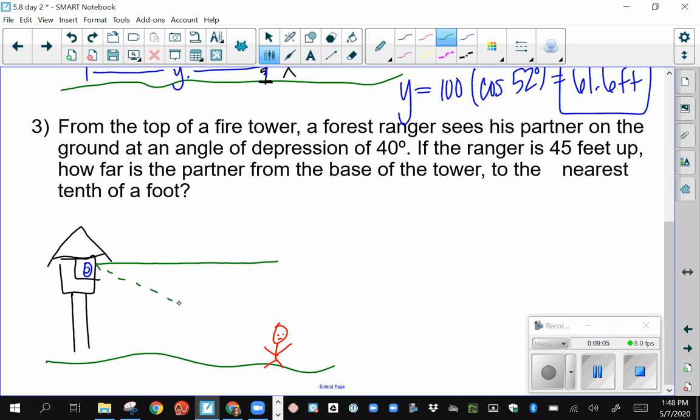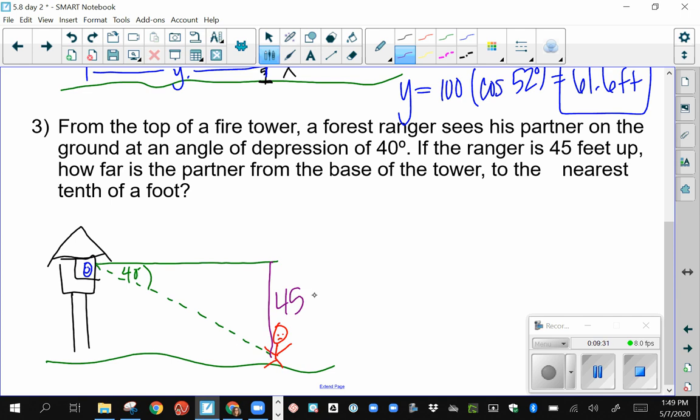So in comparison to the horizontal, this angle of depression is 40 degrees. If the ranger is 45 feet up, so label that appropriately, that's the same as this part of the triangle. You can do it this way too. This would be 40 degrees as well, but because they said angle of depression, I chose to draw my triangle the other way.